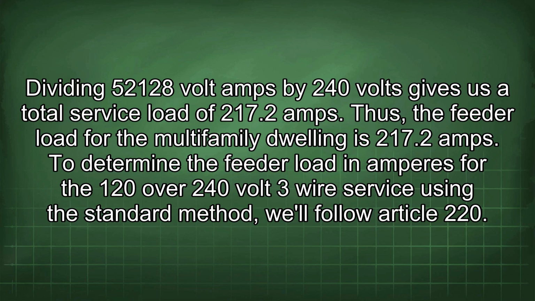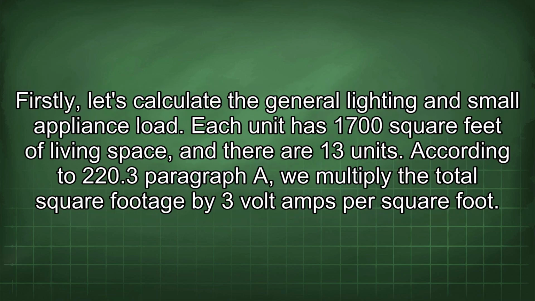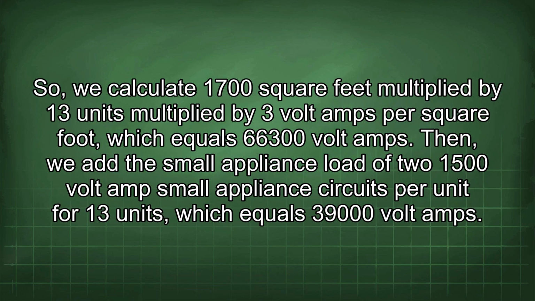To determine the feeder load in amperes for the 120 over 240 volt 3-wire service using the standard method, we'll follow Article 220. Firstly, let's calculate the general lighting and small appliance load. Each unit has 1700 square feet of living space, and there are 13 units. According to 220.3 paragraph A, we multiply the total square footage by 3 volt amps per square foot. So, we calculate 1700 square feet multiplied by 13 units multiplied by 3 volt amps per square foot, which equals 66,300 volt amps.